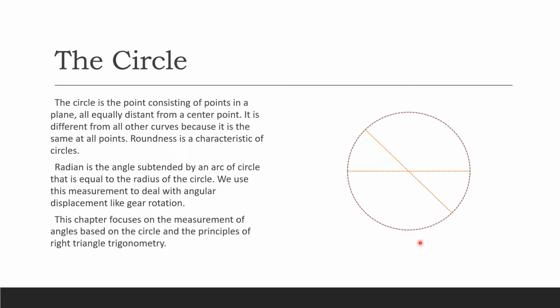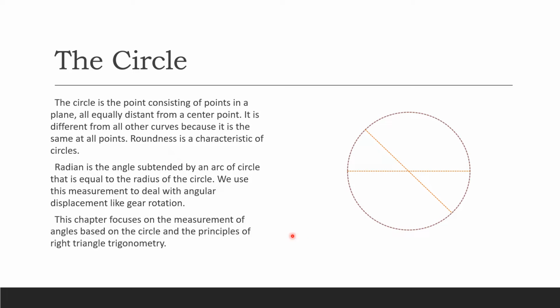So when you think of a circle, it's the same as the line. It consists of points in a plane, all equally distant from a center point, and we call that kind of shape a circle. It is different from all other curves because it is the same at all points. Roundness is just a characteristic of all circles.